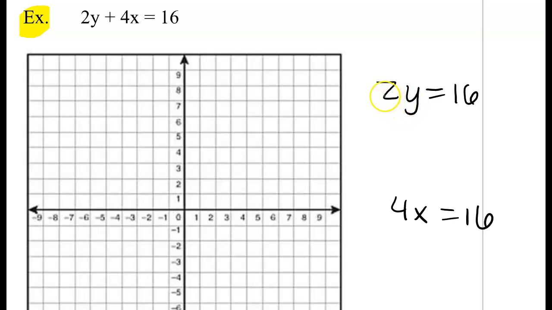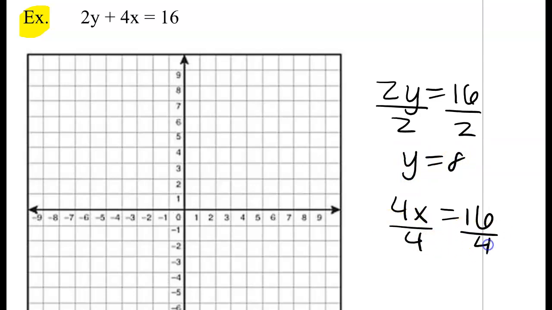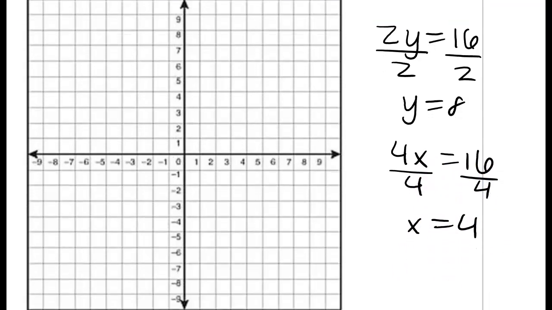The top equation, 2y equals 16, I'll divide both sides by 2. You get y equals 8. Second equation, divide both sides by 4. You get x equals 4. Put those on the graph, and we're good to go.